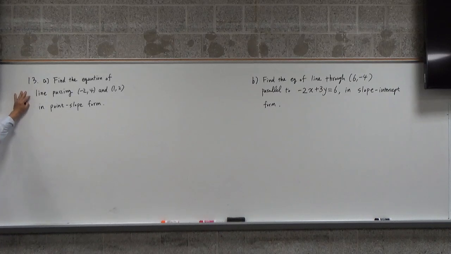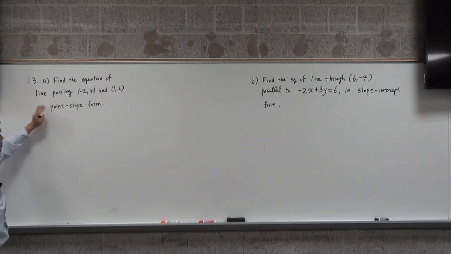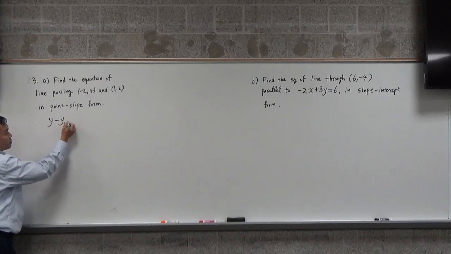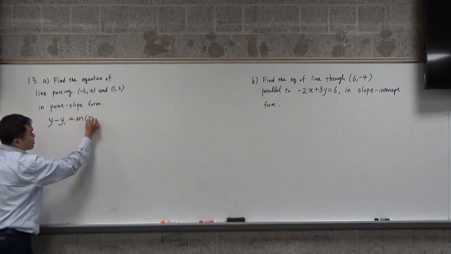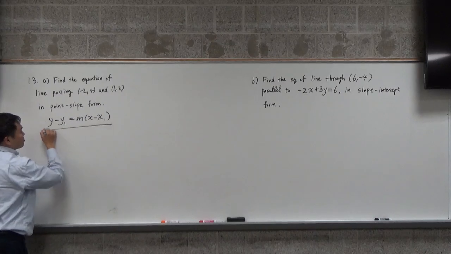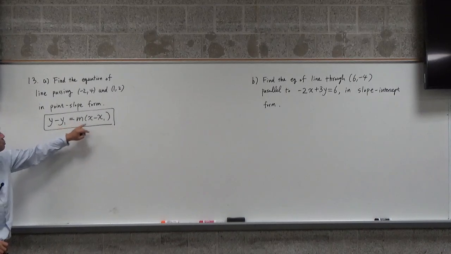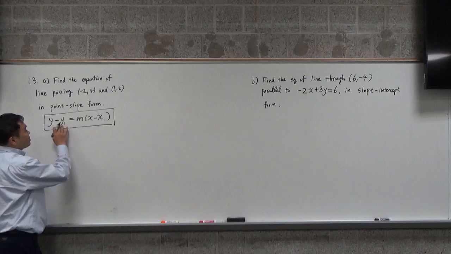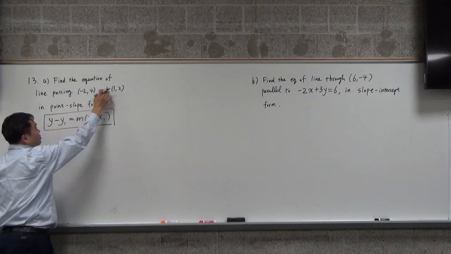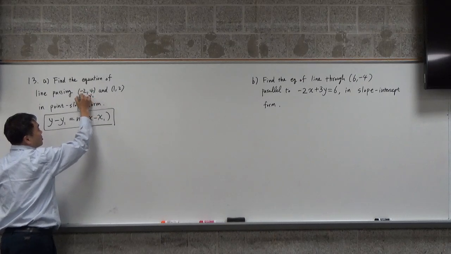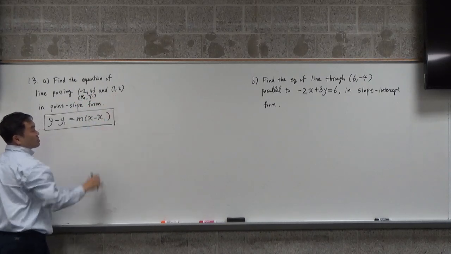Find the equation of line passing (-2, 4) and (1, 2) in point slope form. What is the point slope form? y minus y1 equals m times (x minus x1). So make sure that you're using this at some point. Now the point slope form suggests that you need to know the slope and a point. And these points, x1, y1 could be either this one or that one. Usually you just use the one that's given first. But it's not wrong to use this one as x1 and y1.